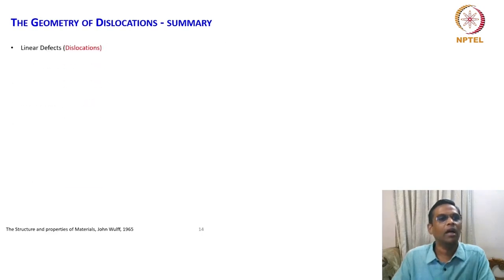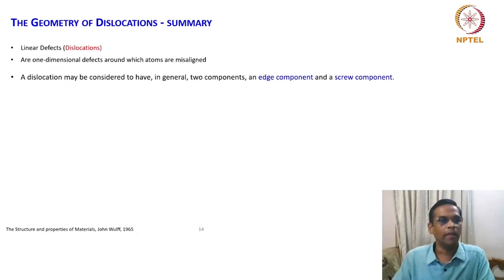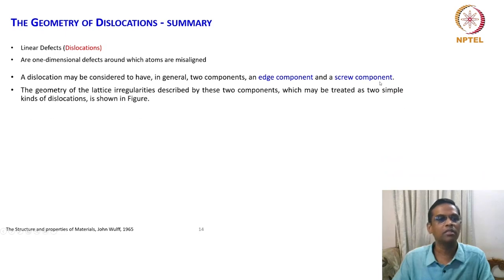Okay. Let us summarize this geometry of dislocation. They are line defects. They are one-dimensional defects around which atoms are misaligned. A dislocation may be considered to have, in general, two components, an edge component and a screw component. The geometry of the lattice irregularities described by these two components, which may be treated as two simple kinds of dislocations, is shown in the figure.